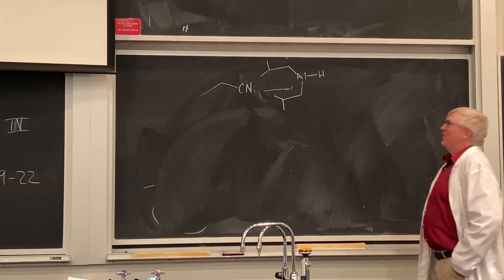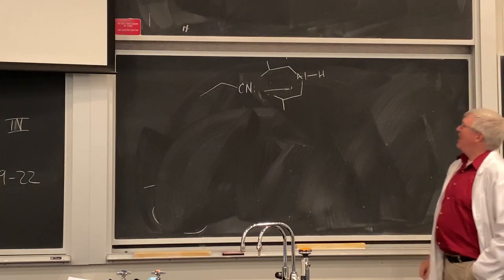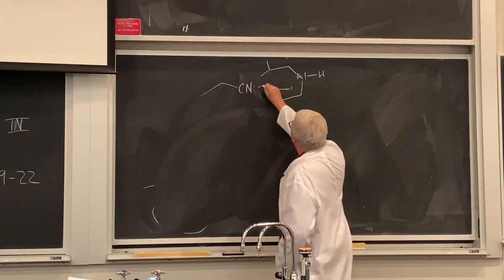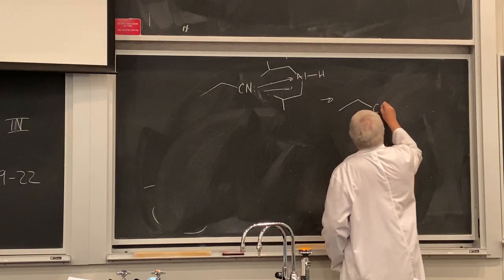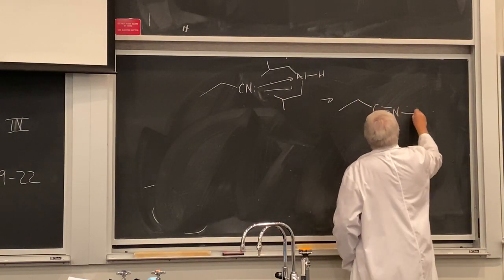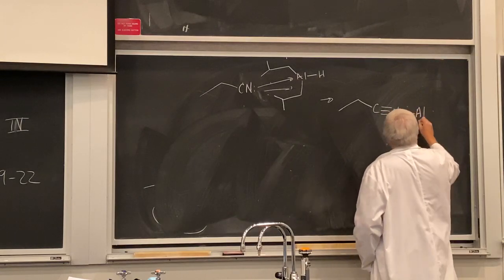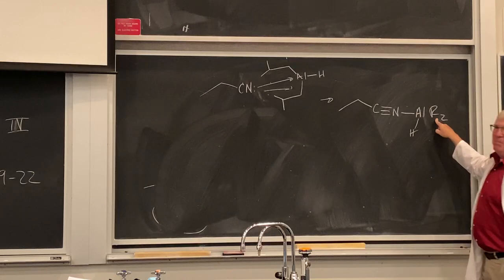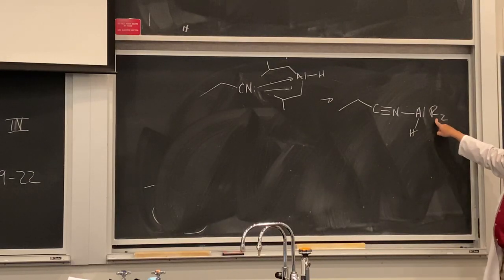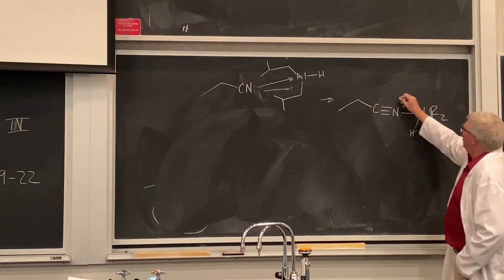And it's neutral, right? It's just aluminum with a hydride on it. So how do we even get this started? Well, we can coordinate the lone pair there and get the nitrile aluminate complex. And I'm just going to abbreviate the two butyl groups there as R groups. Is that okay? But we've got some charges here we need to worry about.